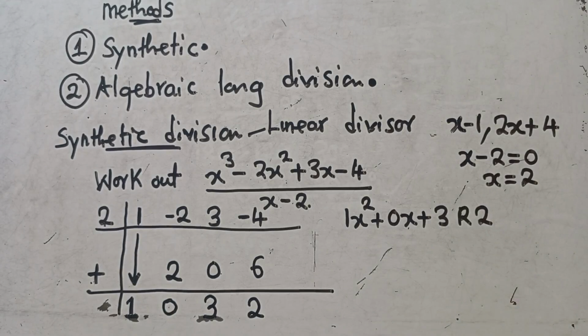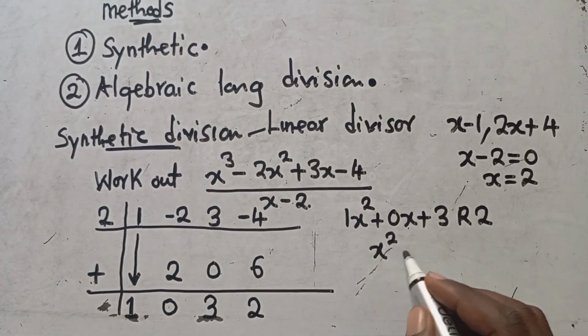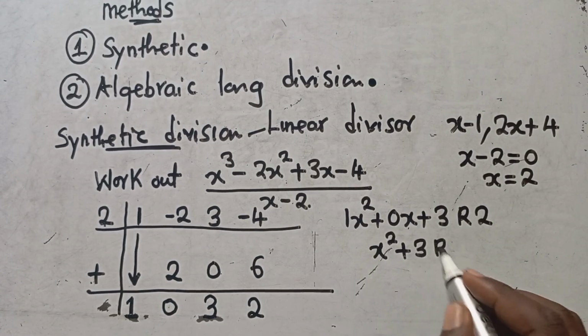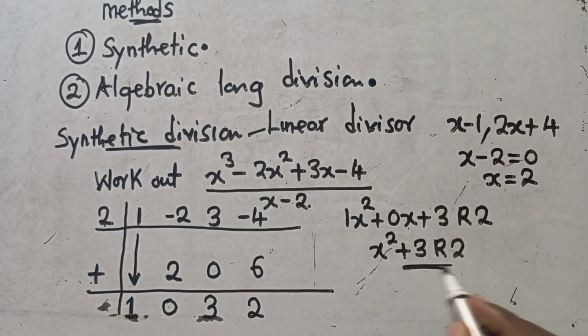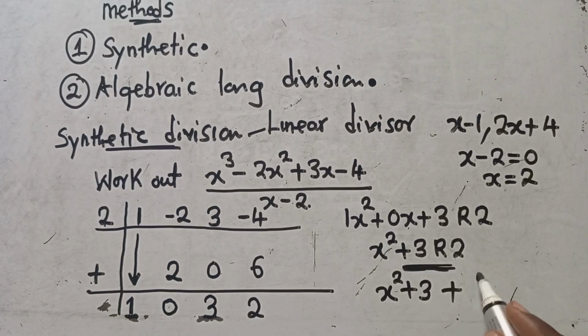So this is the answer. You can remove this where you just say this is x squared plus 3. Remainder what? Remainder 2. You can end there. This is the answer. This can also be written as, you say x squared plus 3 plus what is the remainder? 2. What was the divisor? Divisor was x minus 2. You can write it like this. This is also the answer. Hope you've seen how I'm answering this particular question. These are methods you need to put into consideration.